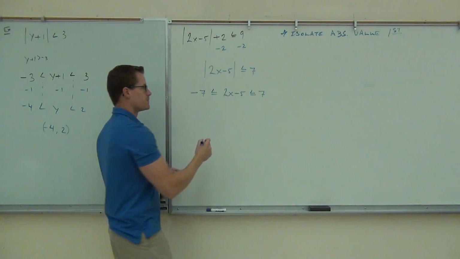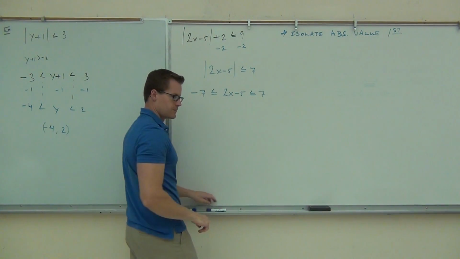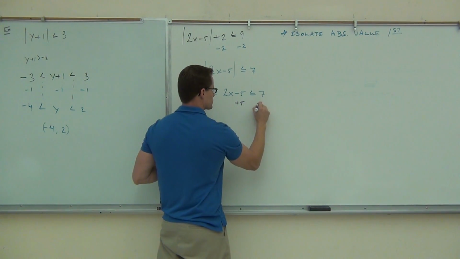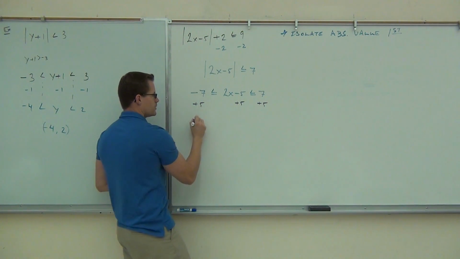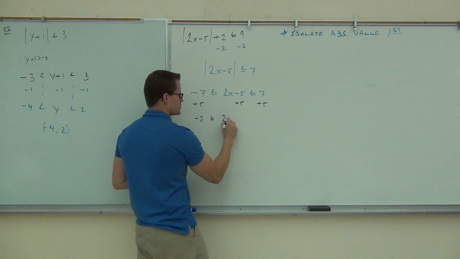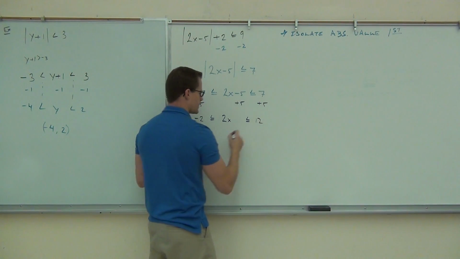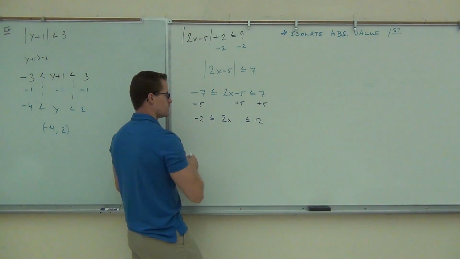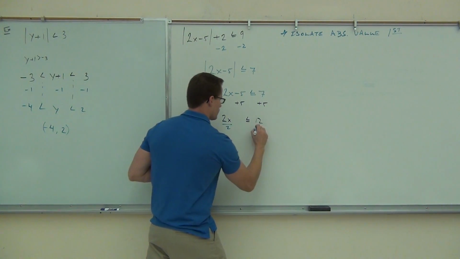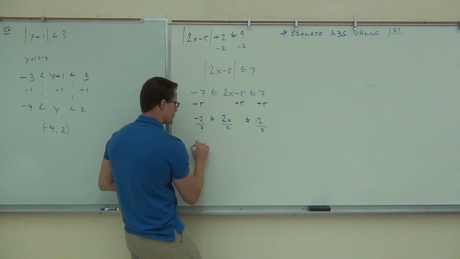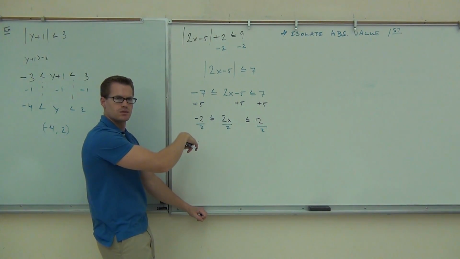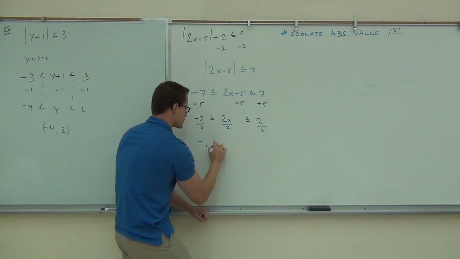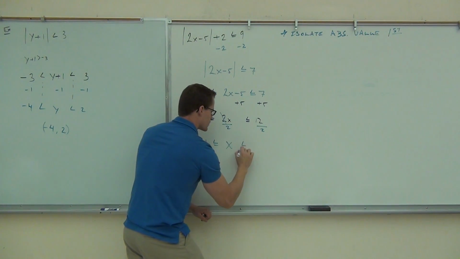How do we solve that? So add 5 pretty much everywhere. I know this is negative 2 less than or equal to 2x less than or equal to 12. And our last step, ladies and gentlemen? Do I flip the signs around if I divide by 2? No. It's not really division, it's division by a negative that would do that. So negative 1 less than or equal to x less than or equal to 6.